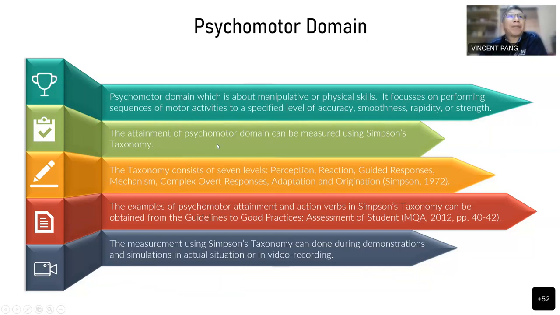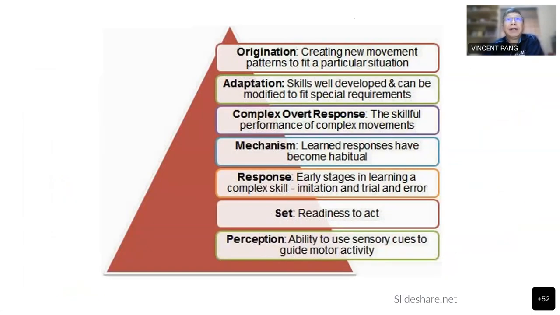Okay, so attainment of the psychomotor domain can be measured by using Simpson's taxonomy. And the levels, there are seven of them, will be in the next slide. Examples of the domain and the action verbs, you can find from the GGP assessment. How do you measure? It can be done during demonstration, simulation, and video recording of it, maybe also with the help of some checklist or observation. These are the seven levels.